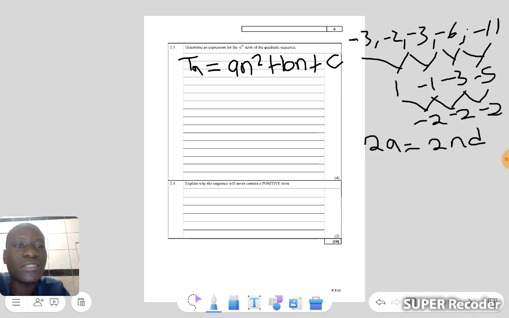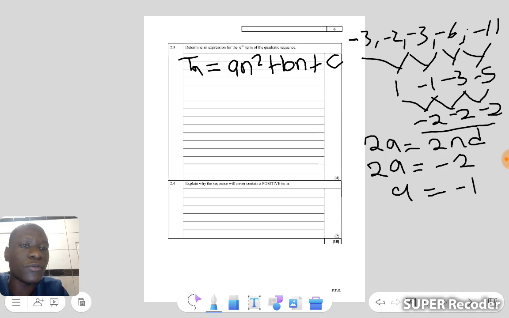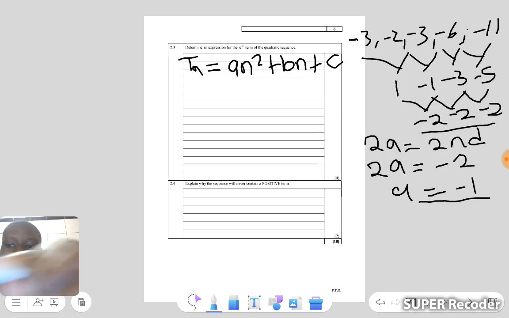And the second difference in our situation is negative 2. So 2a will be equal to negative 2. So our a will be equal to negative 1, when you divide both sides by 2. So we have found our a now, right? So what can we find next? B.